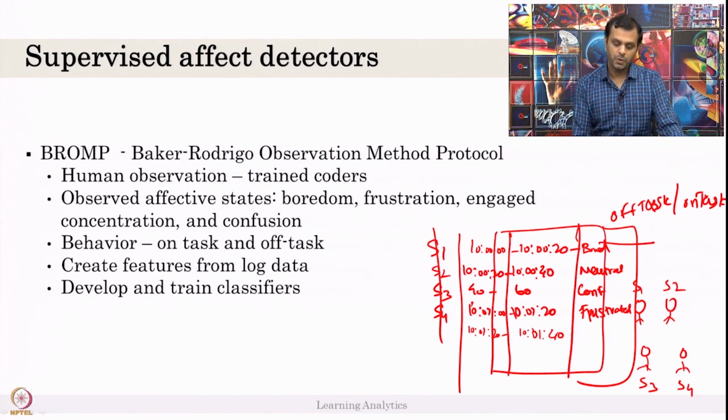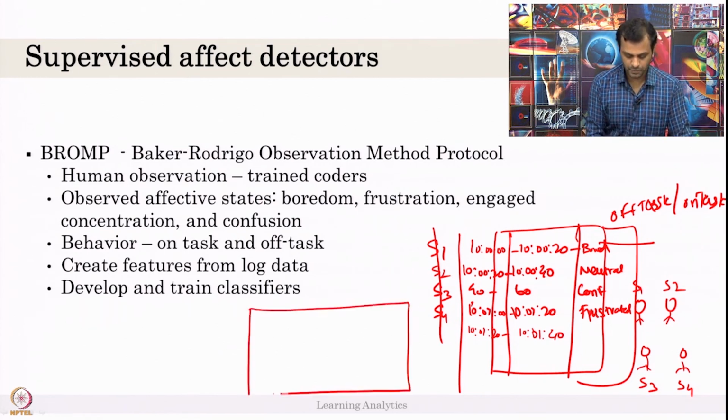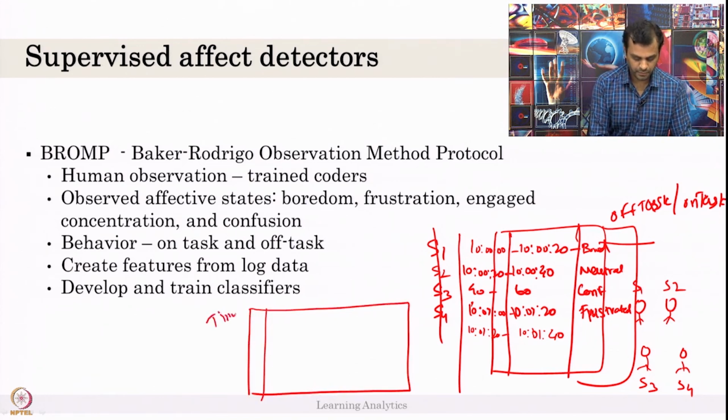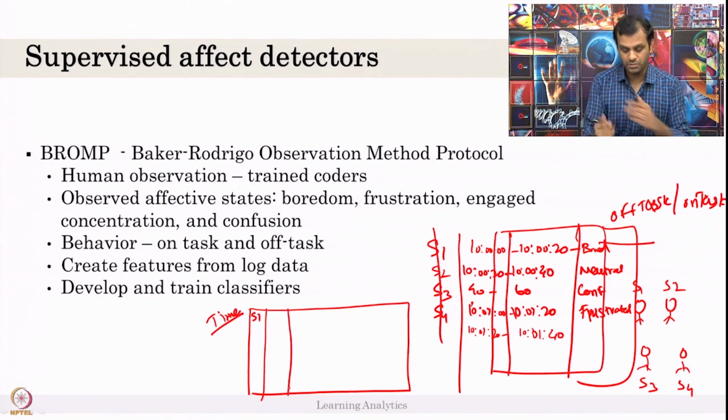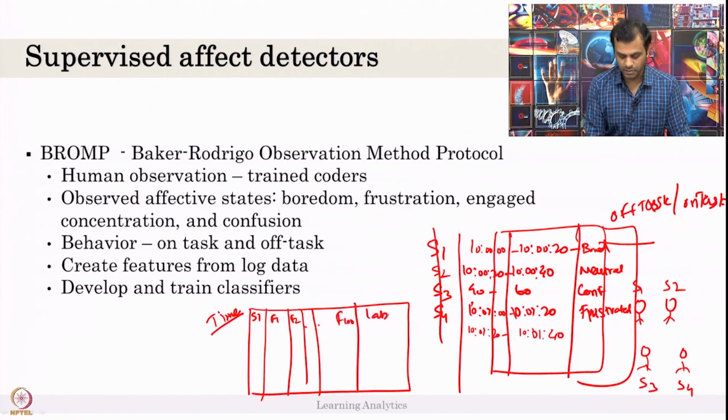So, what happens here is again you go back to your feature creation and using the machine learning classifier. For example, you have the timestamp, and student ID S1. From the student's log data, that is the interaction system, you compute feature 1, feature 2, so 100 features. Then there is a label.